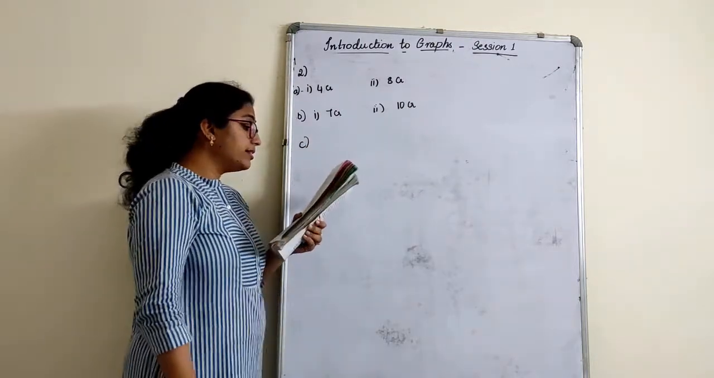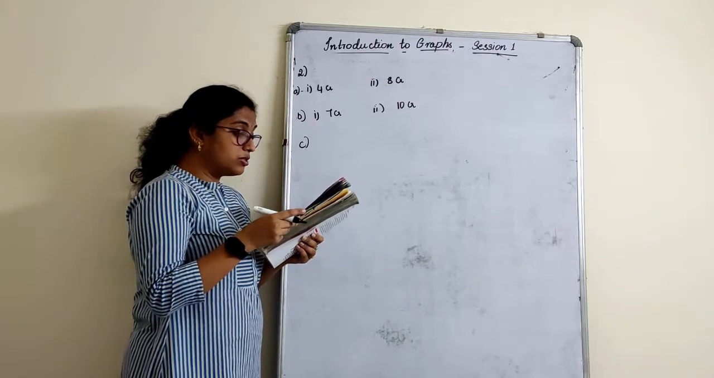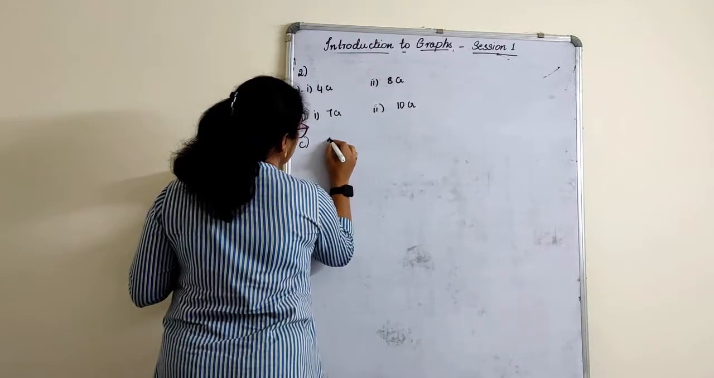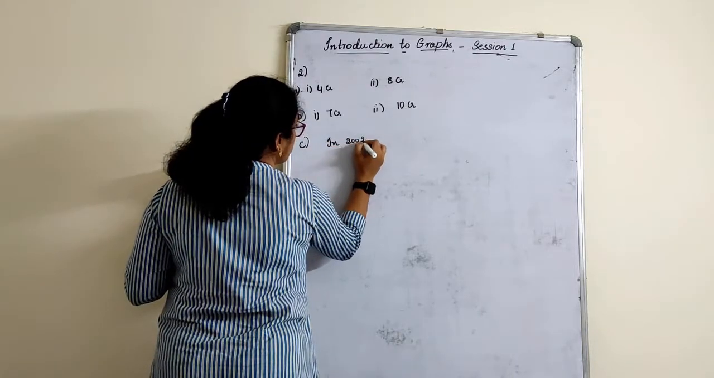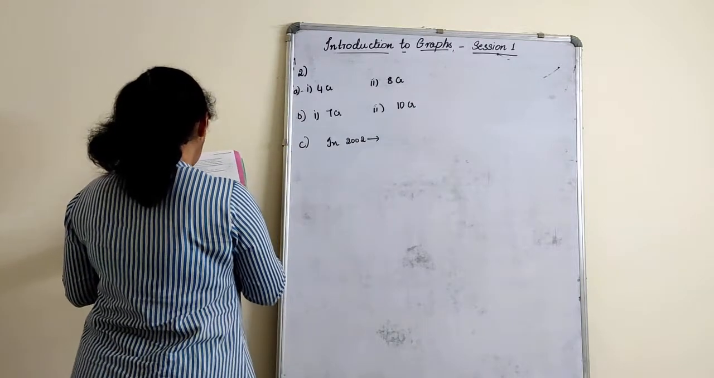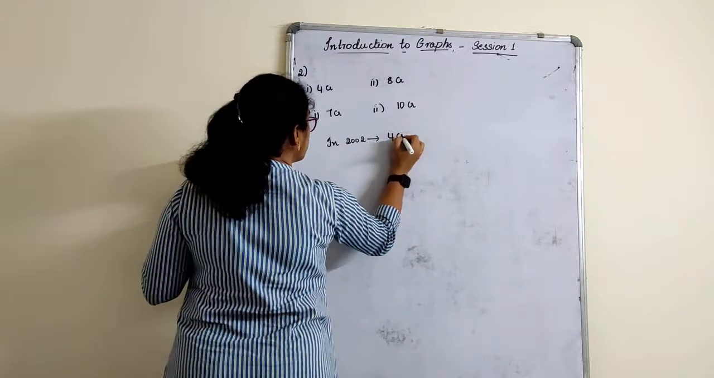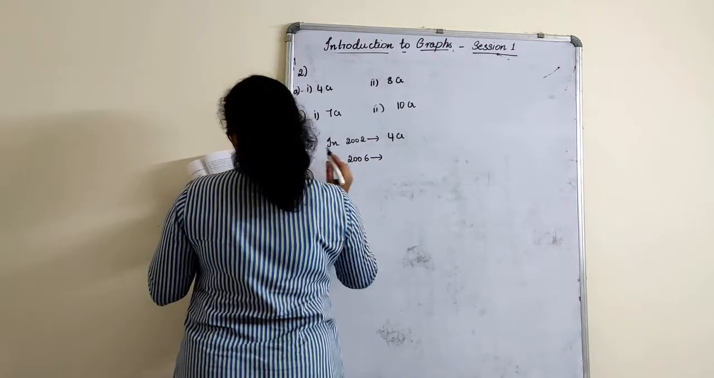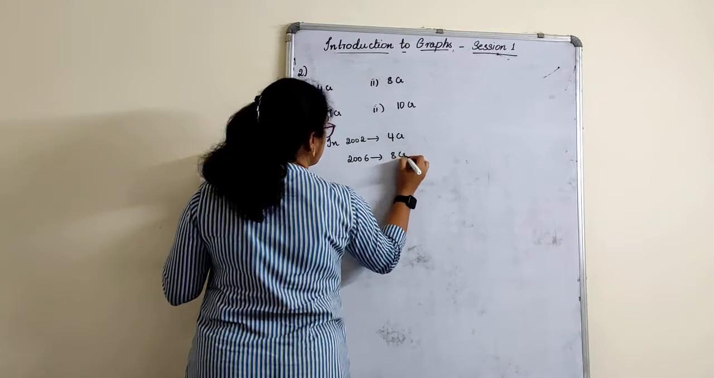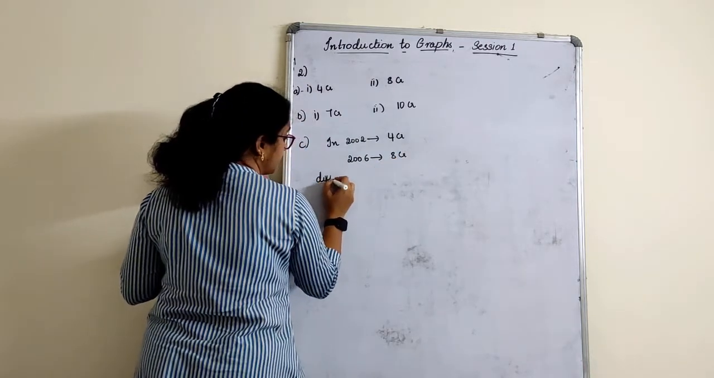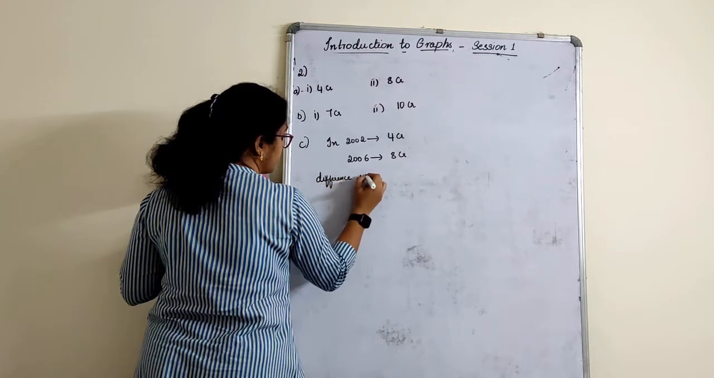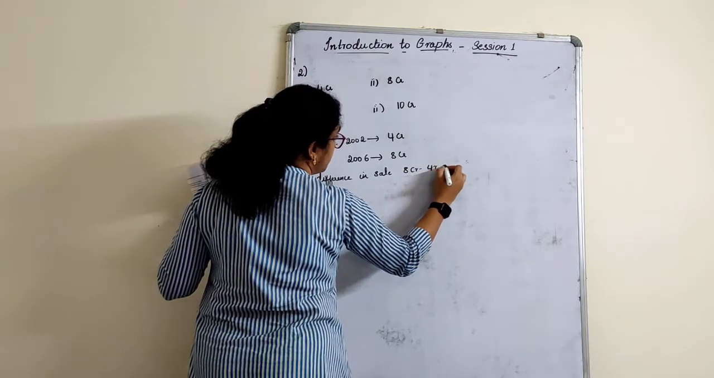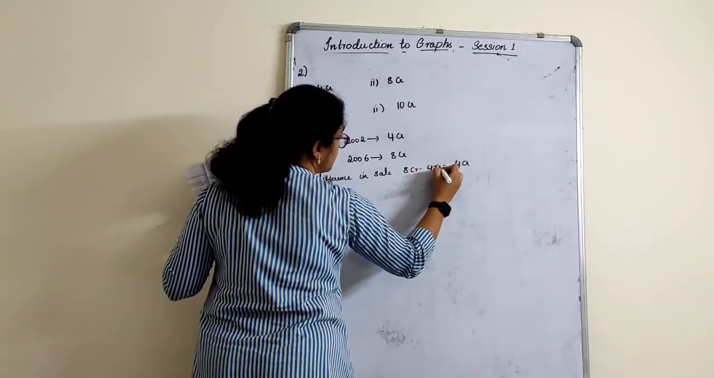C part. Compute the difference between the sales in 2002 and 2006. Difference in sale. So, in 2002, what was the sale, children? Let us first write. The sale was 4 crores. And in 2006, the sale was how much? The sale was 8 crores. Difference in sale. 8 crore minus 4 crore is equal to 4 crores. Clear?